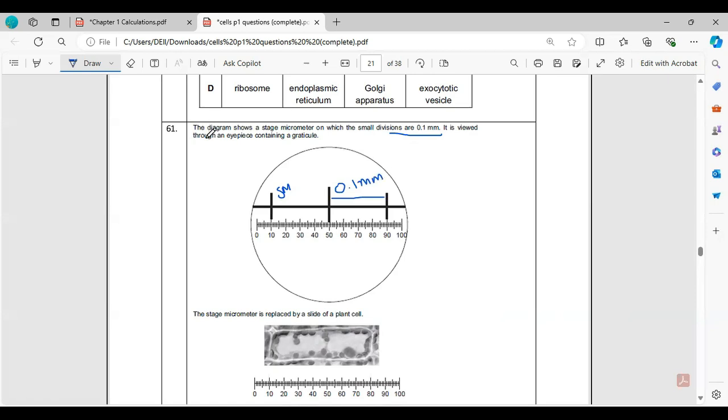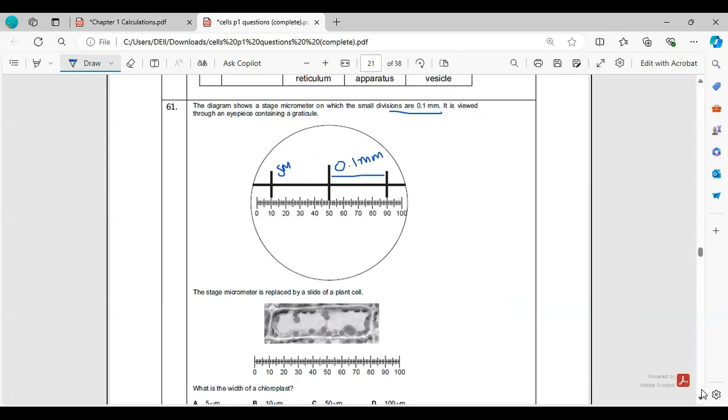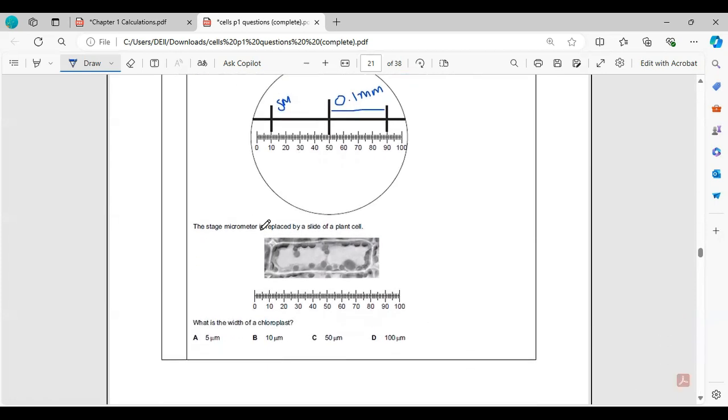It is viewed through an eyepiece containing a graticule. Now they're saying the stage micrometer is replaced by a slide of a plant cell.